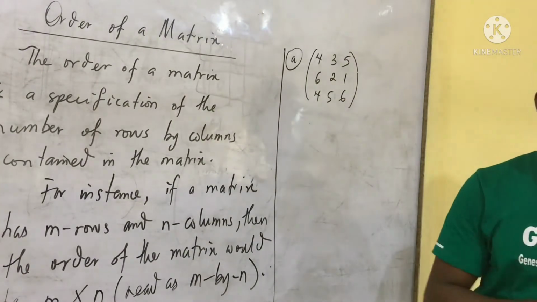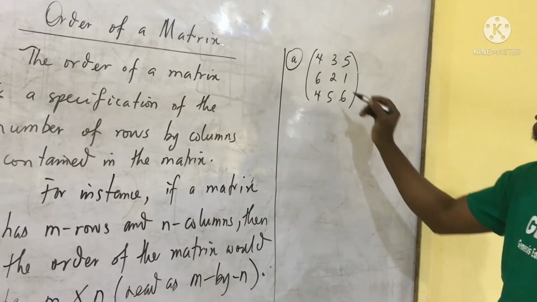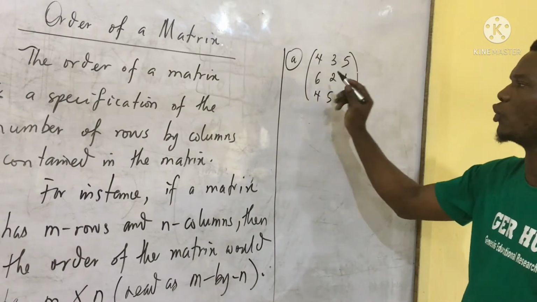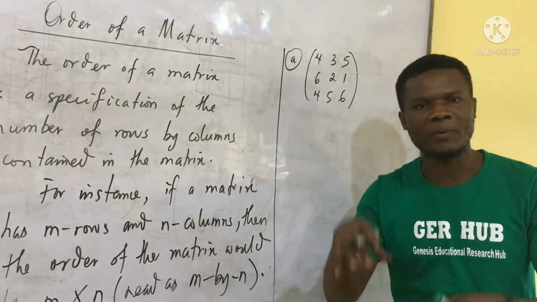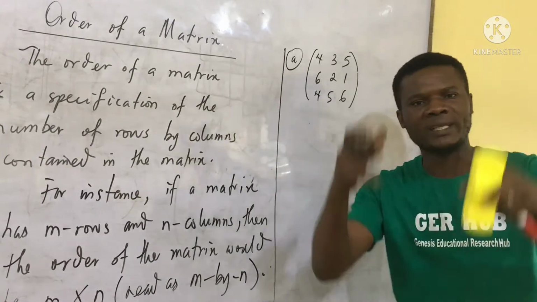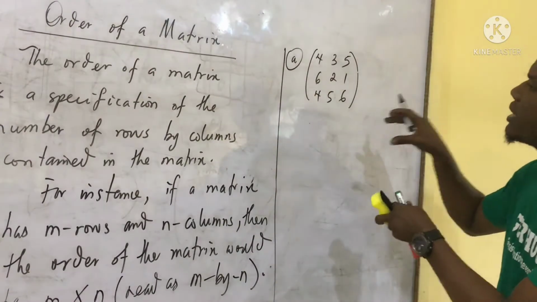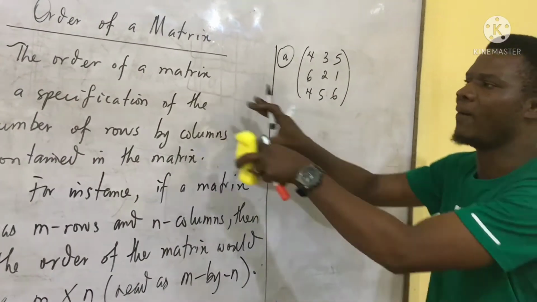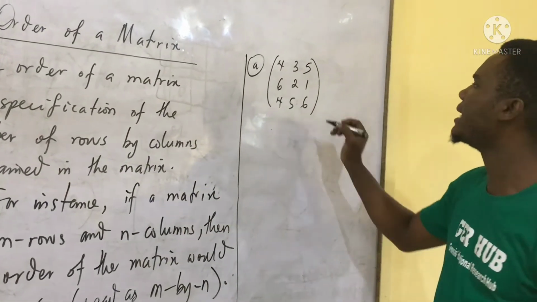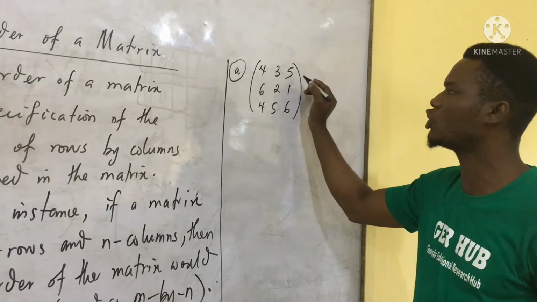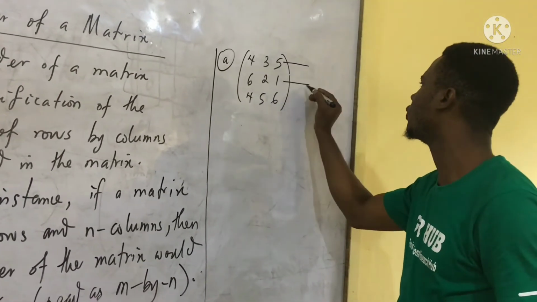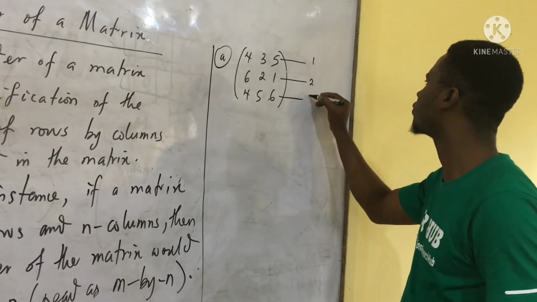Now, for me to tell the order of this matrix, I only have to count the number of rows. And remember, rows represent the horizontals, verticals represent the columns, okay? So if I want to tell the order of this matrix by our definition of the order of a matrix, then I have to count the number of rows. How many rows do we have here? 1, 2, 3. There are 1, 2, 3 rows.